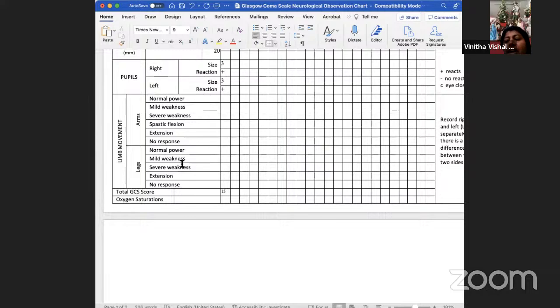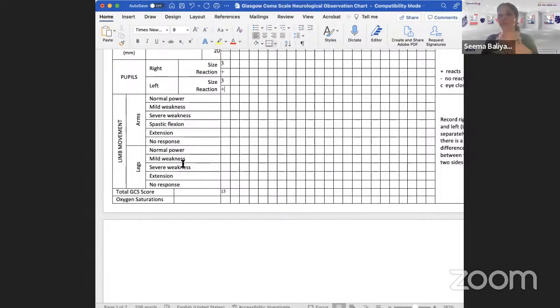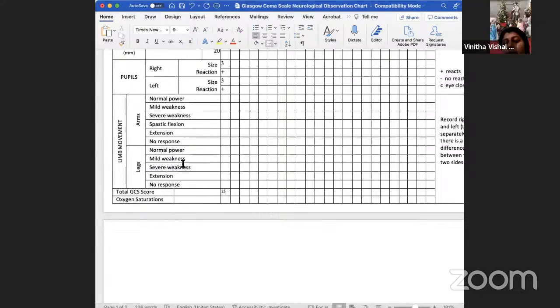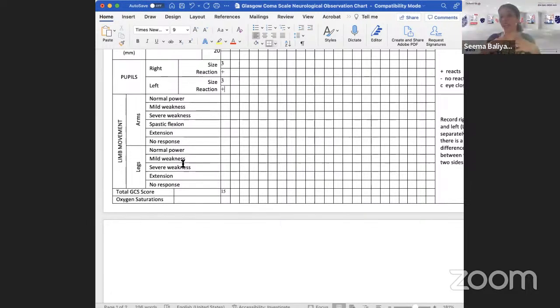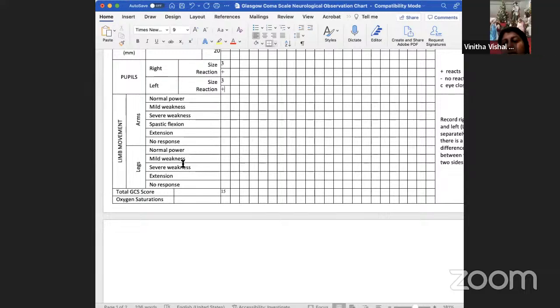Normally we are getting normal power in everybody. It is not necessary, though. If the script given to the actor playing the patient says that your left arm has mild weakness, then when you are checking the left arm, the actor will drop it down. Because they can either show their power or not show their power. So it is possible.